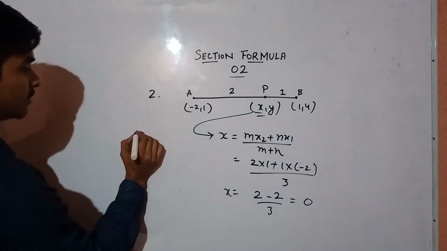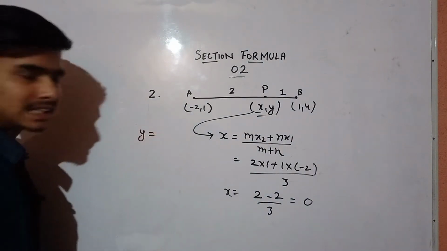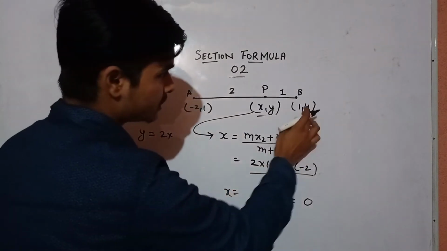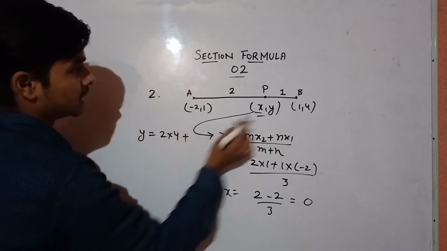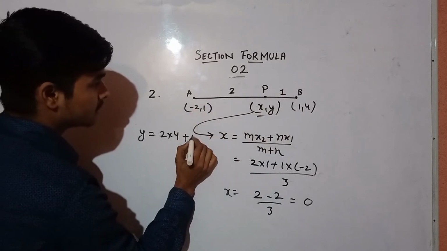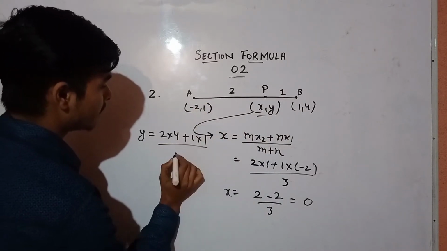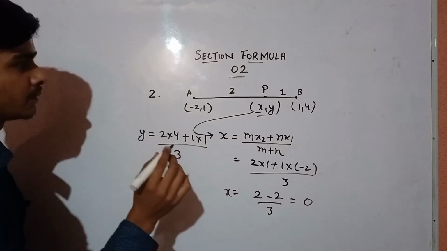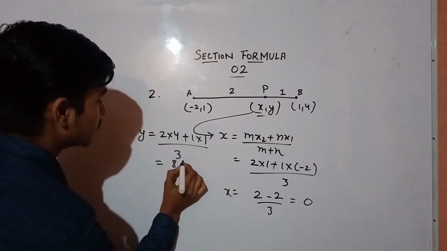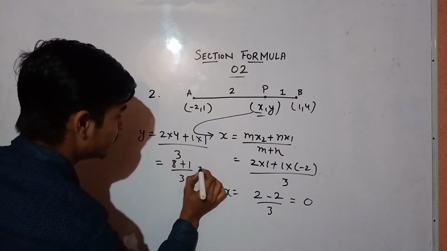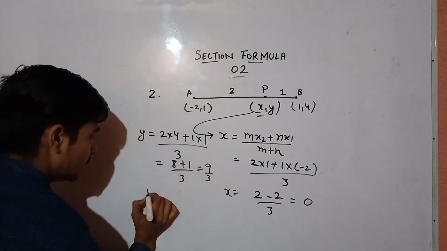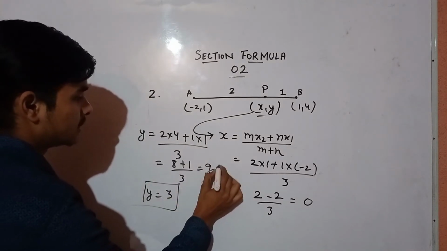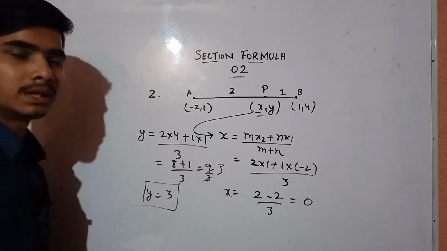Now how we are going to find the y coordinate of this point? In that similar manner, m into y2 is 4 plus n into y1, means 1 into 1 divided by m plus n, means 3. 2 into 4 is 8 plus 1 into 1 is 1 divided by 3, means 9 by 3. So we get the value of y as 3.